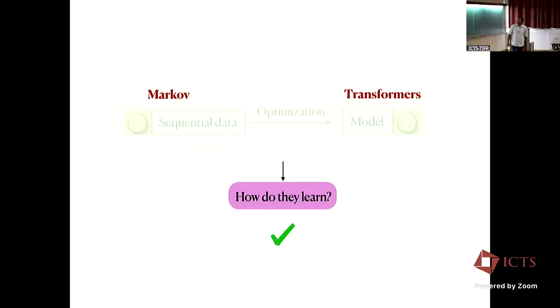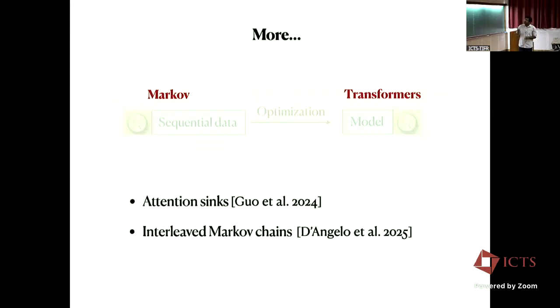Okay, so this concludes the Markovian part. Due to some time constraints, I didn't cover some other interesting works in the Markovian space, which, if you're interested, you can take a look at. The first one explains a phenomenon called attention sinks that happens in practical training of transformers. They use this Markovian setting again. And there's something called an interleaved Markov chain.